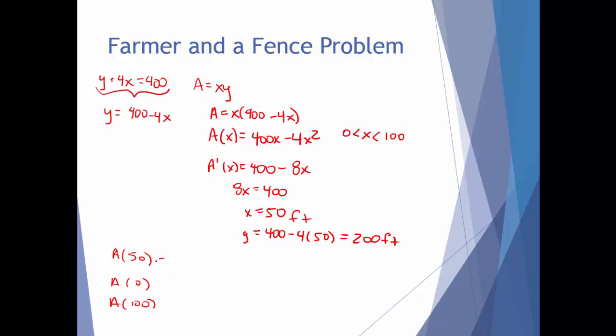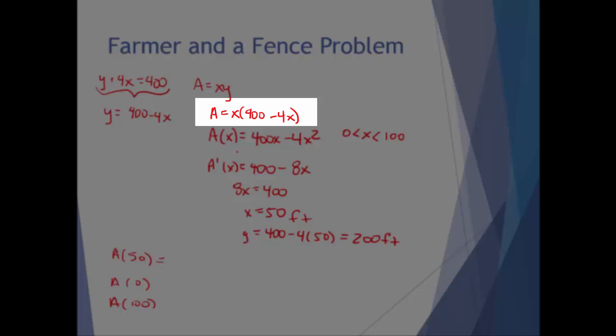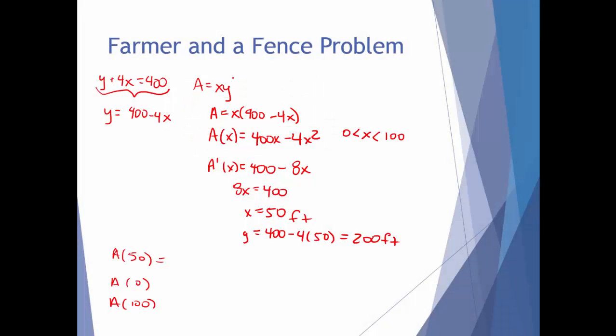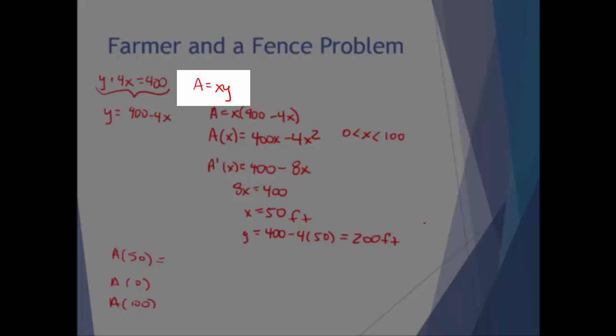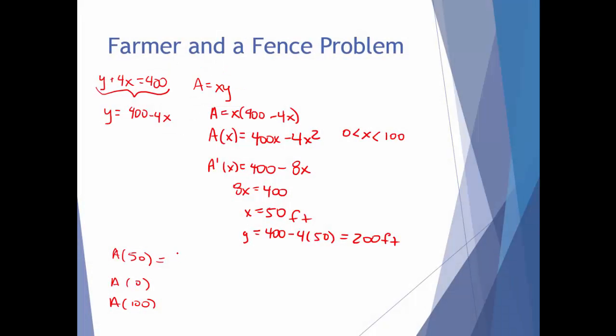So if x is 50, and this is part of our question anyway, we need to find the area. You can either plug in here and just plug in 50 for x, or since I already found y, I can plug into A equals x times y. Either one will get you the same answer. I'll just plug into x times y. So that's 50 times 200, also known as 10,000, and that's going to be square feet because it's an area measurement.